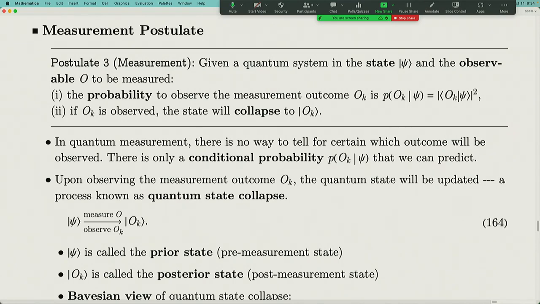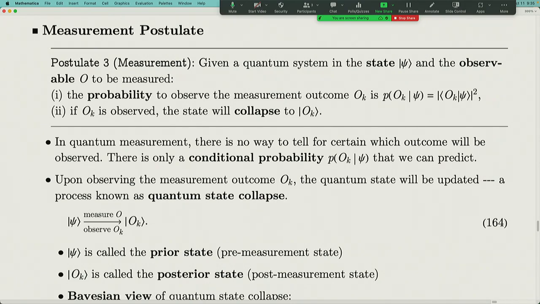So now all these O_k states form a complete set of bases. You want to know what's the probability to collapse this original state into each one of the basis states, then the probability, which is a conditional probability, conditional on your knowledge that the system was originally in this state, to observe O_k is like that. And after O_k is observed, the system will collapse to this O_k state. Okay? So there are several comments on this postulate.